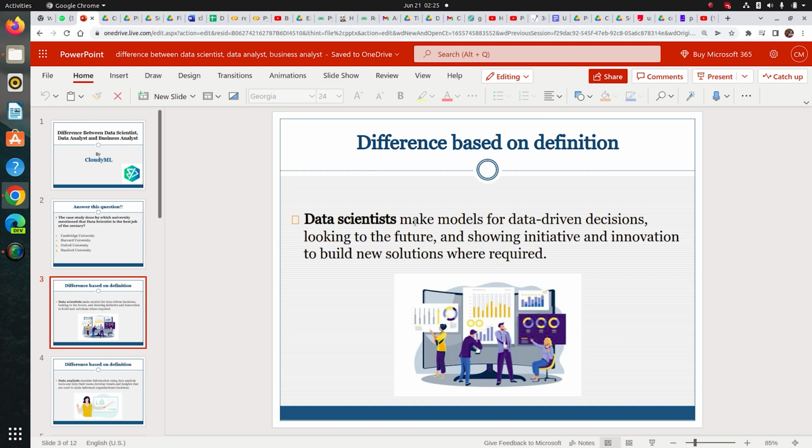So the main role of a data scientist is to make models. A data scientist gets data and checks whether the data is okay according to the requirement of the organization or not. And if it's the correct data according to the requirement, they work on the data and create a model based on which they can predict and solve their business problem. So it makes models for data-driven decisions to look into the future. So that's the role of a data scientist.